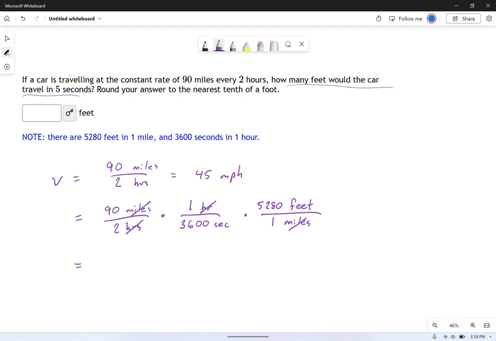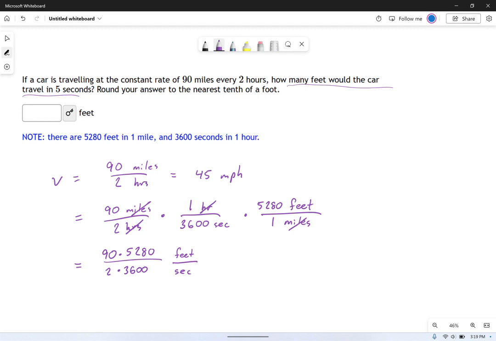Let me try to clean this up a little bit. We've got 90 times 5,280, and the only units left on top are feet. And on the bottom, we have 2 times 3,600, and the only units left on bottom are seconds. So I've converted this into feet per second.